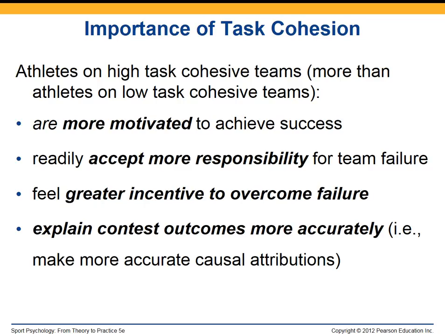And athletes that are on high task cohesive teams are usually more motivated to achieve success. They accept more responsibility when they have downfalls, when they lose a game maybe that they weren't supposed to. They have a greater incentive to overcome that failure. Typically, these type of teams will suffer a loss and then come back even stronger the next match. And also, highly task cohesive teams explain contest outcomes more accurately. They have a better perception of the reason that they failed and also the reason that they may have been successful.